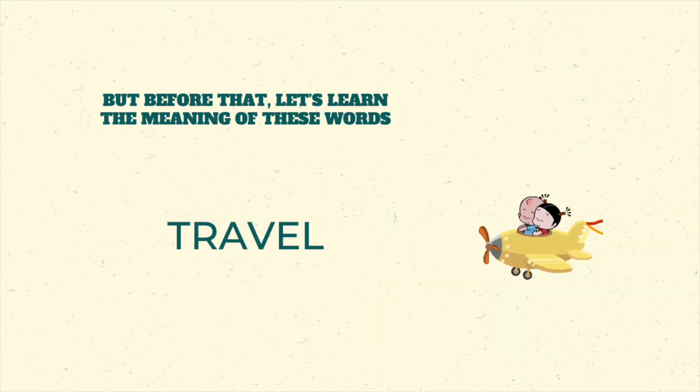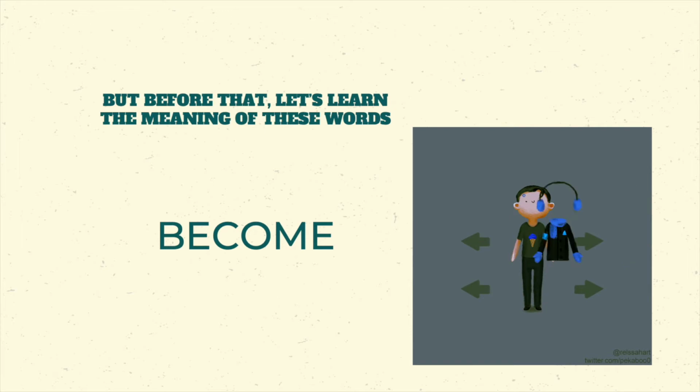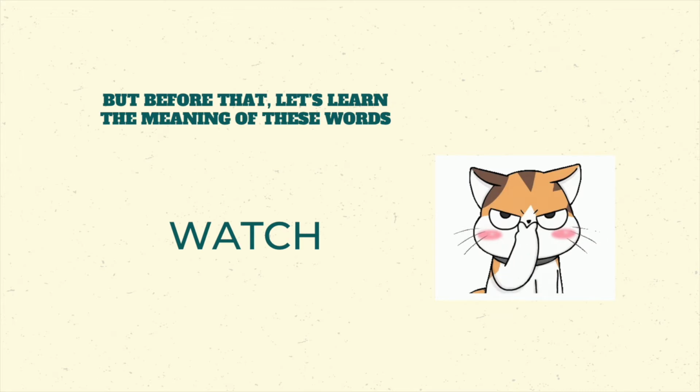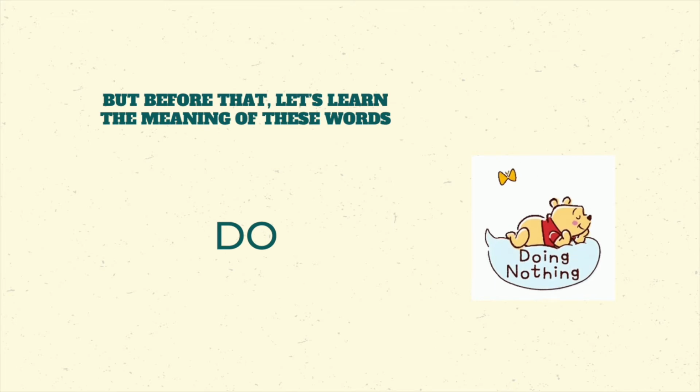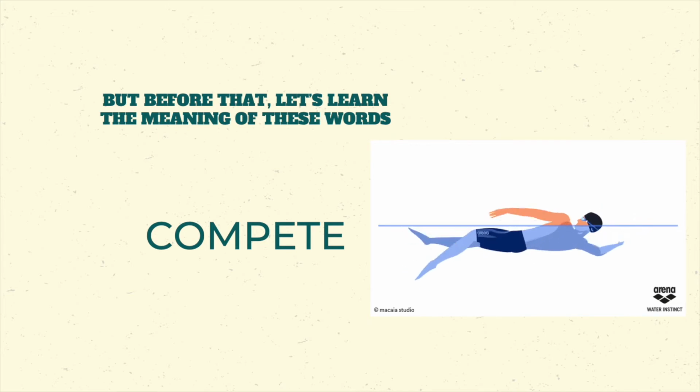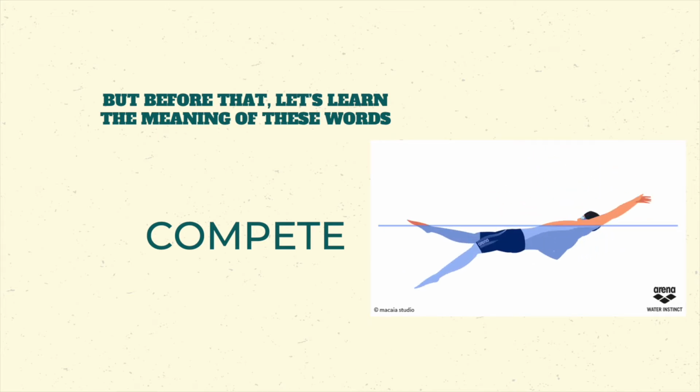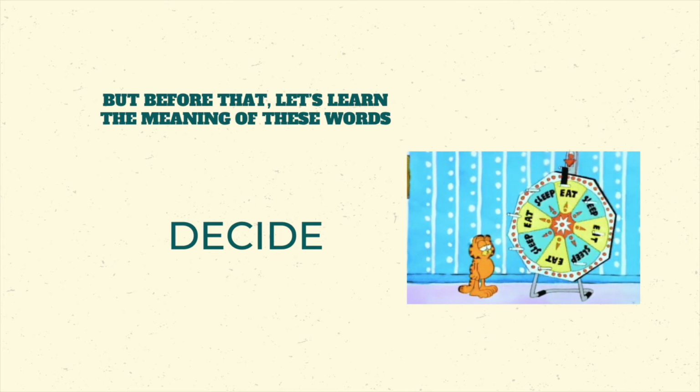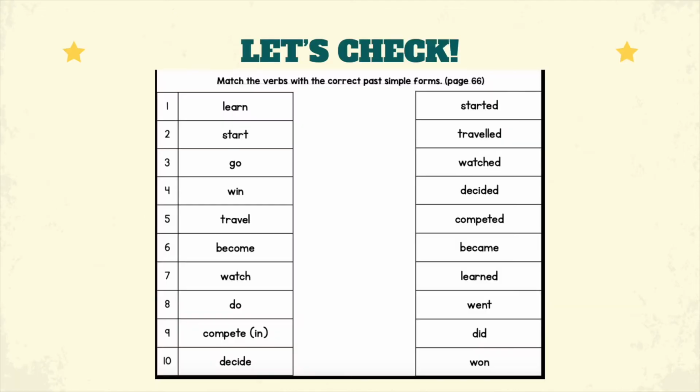Travel. Travel means melancong. Become. Become means bertukar. Watch. Watch means melihat. Do. Do bermaksud melakukan. Compete. Compete bermaksud bertanding. Decide. Decide bermaksud menentukan. So, these are the meanings of the words that you will need to know before we proceed to the main activity for the first one.